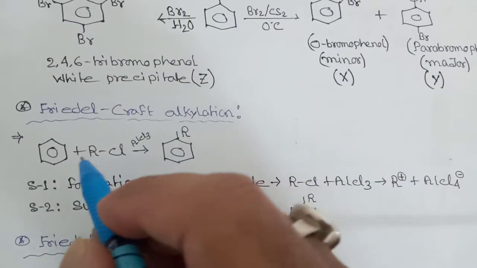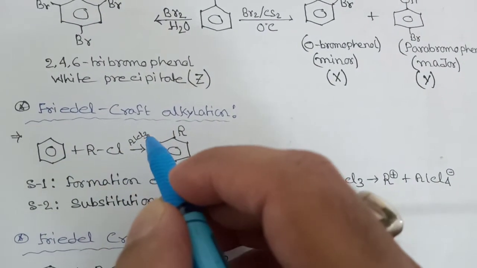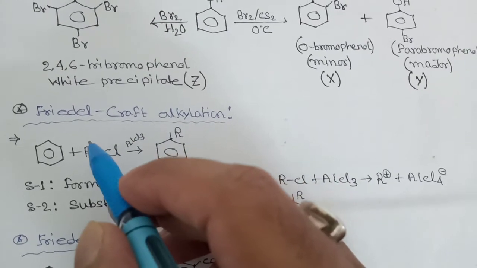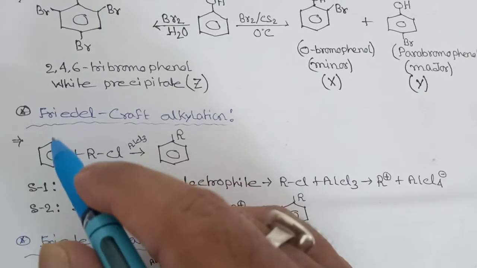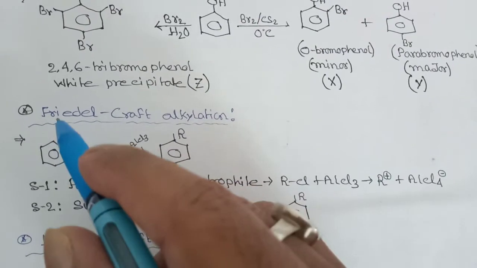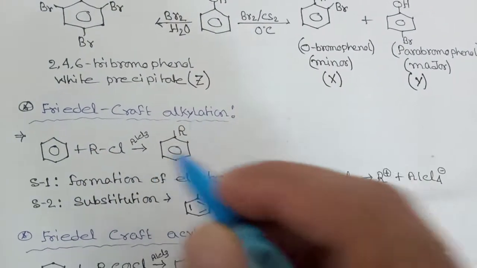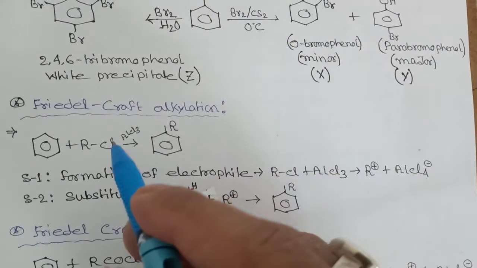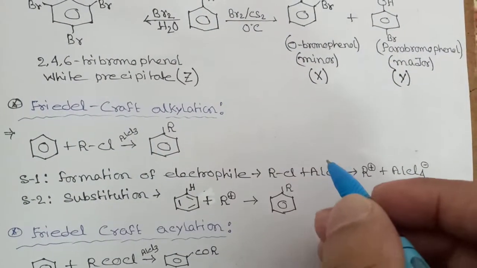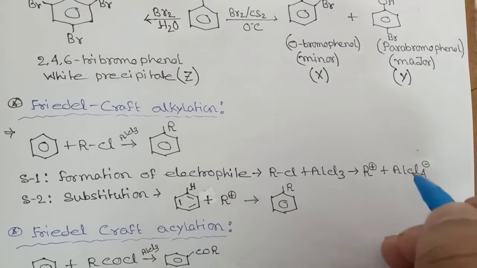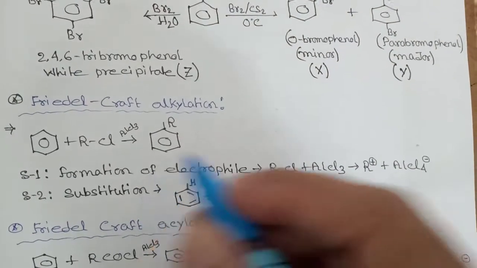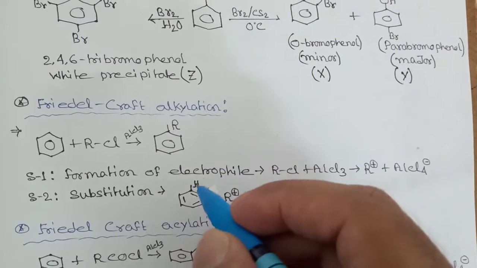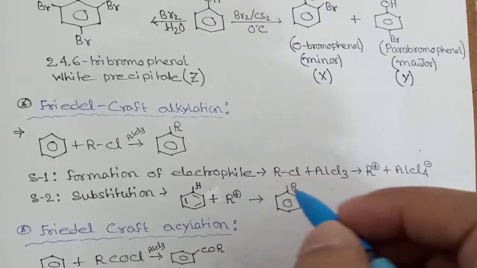See, here benzene is treated with RCl in presence of a Lewis acid. This Lewis acid will take the Cl, so there will be formation of R plus, and then R plus will attack the benzene. Here in step 1, formation of the electrophile: RCl will react with AlCl3. AlCl3 will take this Cl, giving AlCl4 minus and R plus. In the second step, this R plus will substitute this hydrogen and take the position of hydrogen. So benzene single bond R will be there.